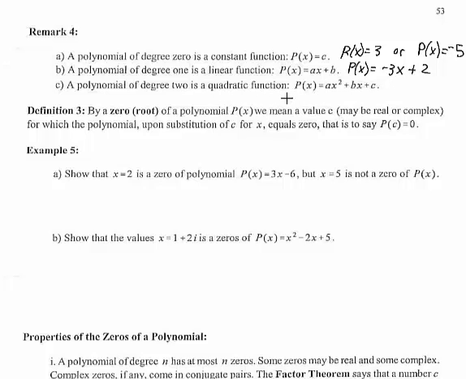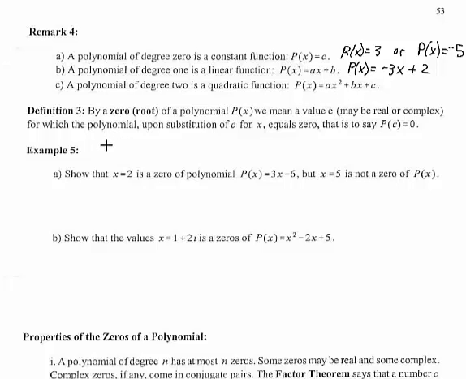Then we have the quadratic ones, which we talked a lot about in section 1 of chapter 2. And we saw that we had a, b, and c. A is the coefficient of the squared term, b is the coefficient of the linear, and c is just the constant of the polynomial.